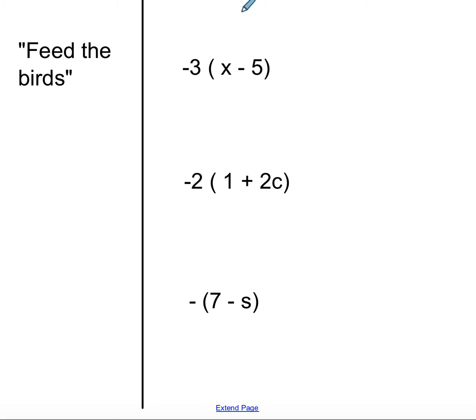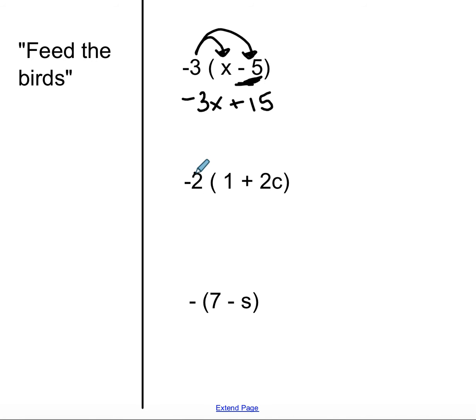All right, welcome back. Let's take a look at how you did. So let's distribute the -3 to the positive x, which is a -3x. Now we've got a -3 times a -5, which would give me a positive 15. The variable's written first, so that one's done.